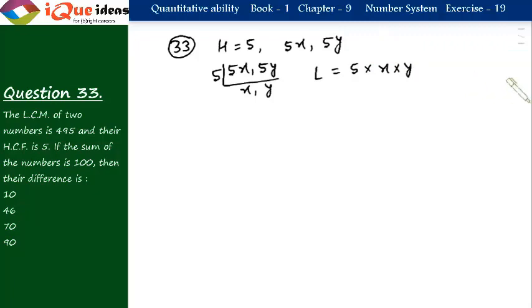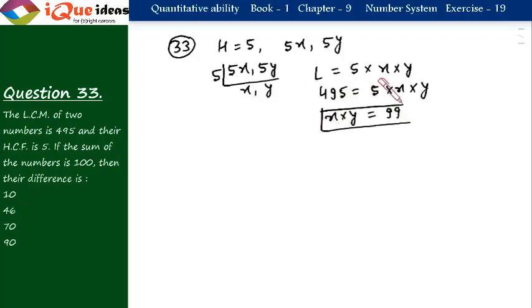And that LCM is given as 495. So 495 is equal to 5 into x into y. Just be careful that x and y should not have anything common. Now if you divide by 5, you will get x into y equal to 495 divided by 5, which is 99. So x into y is 99. So the possibilities are 1 into 99, or 9 into 11, or 99 into 1, or 11 into 9, or 3 into 33. So these are the three possibilities.